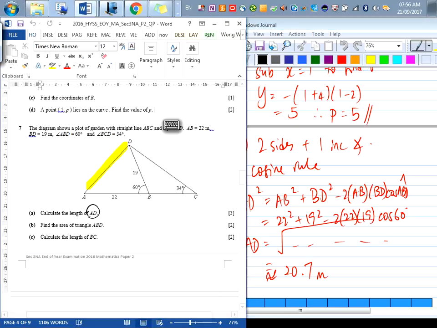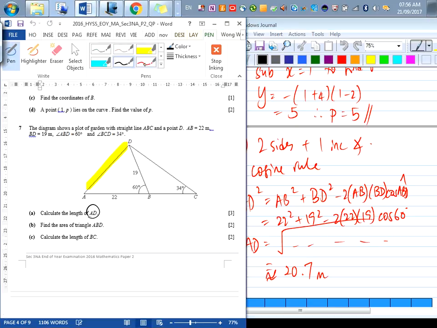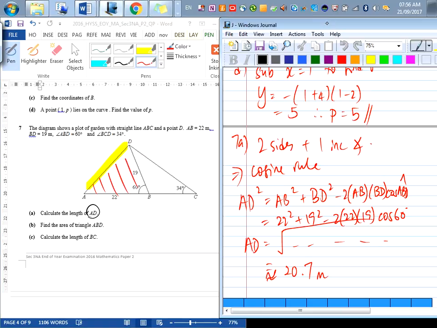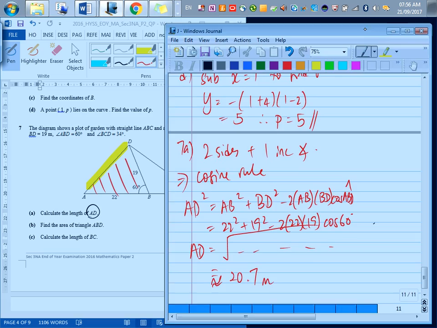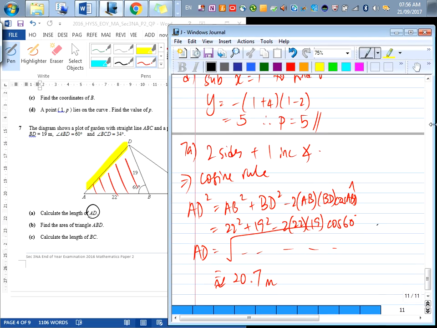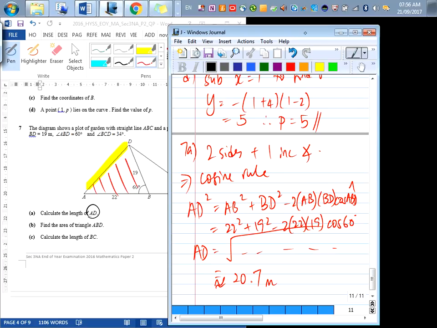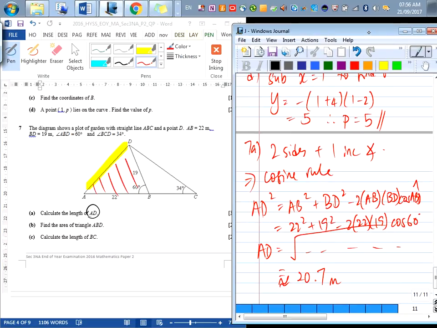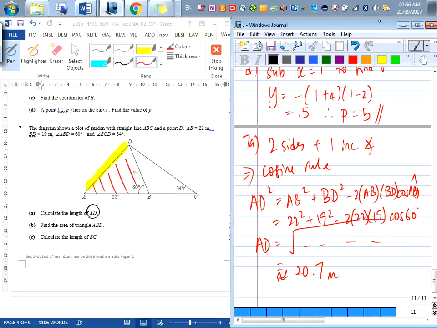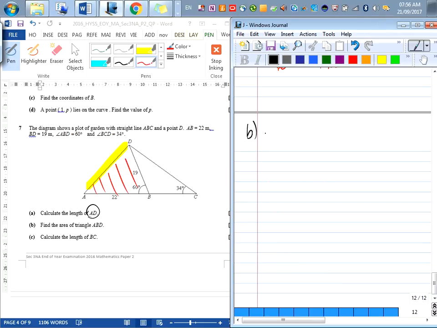Okay, so over here, this area, what are the formulas you know to find the area of a triangle? Half times base times height. Okay, excellent. Can we use that? Can we use half times base times height for part B?